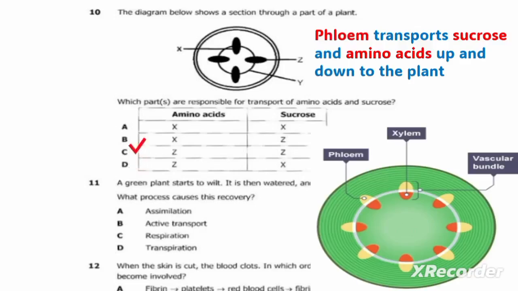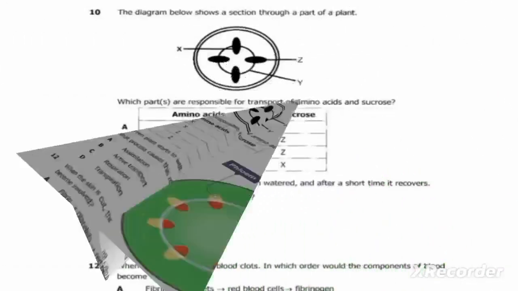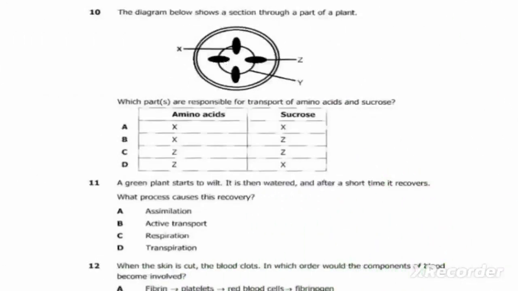So phloem transports sucrose and amino acids up and down the plant. These manufactured nutrients or manufactured substances are conducted in two ways, upward and downward. We shift to the next question, which is question 11.